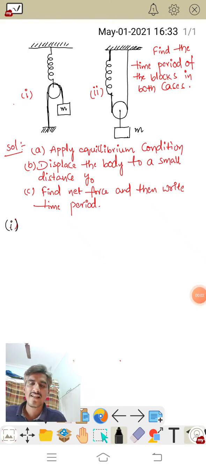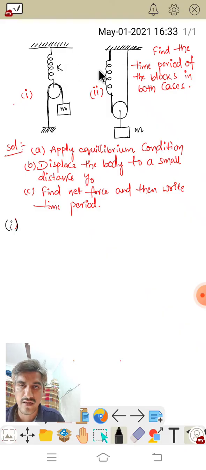Hi students, in the previous video I gave you the same type of question, but the question was different. There, if we apply a force in the downward direction, the displacement was y, and we had to find the force in terms of the spring constant. Here the spring constant is k, here also k. In that question we found the force value in terms of k and y.